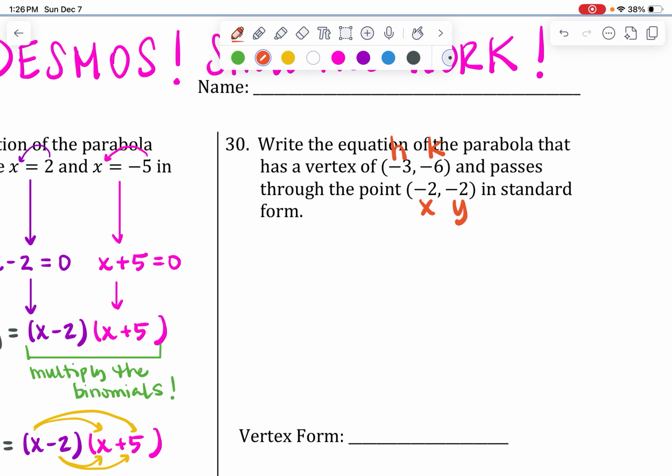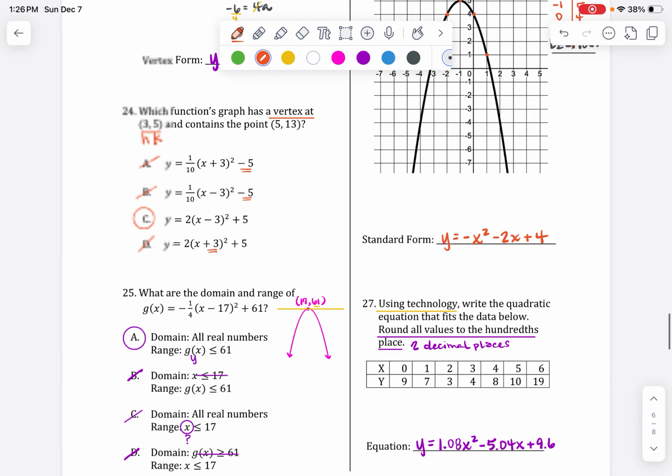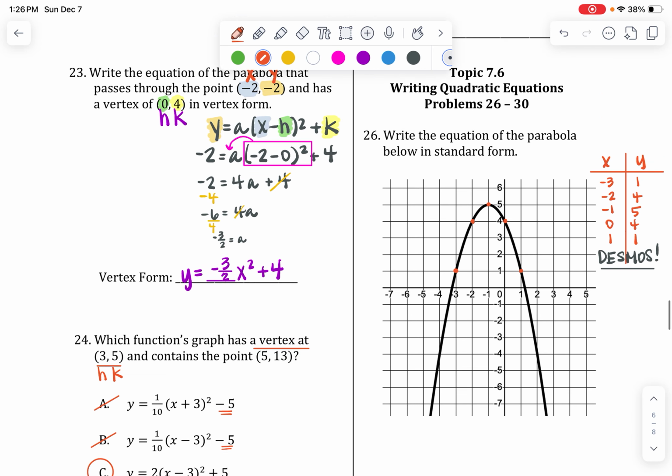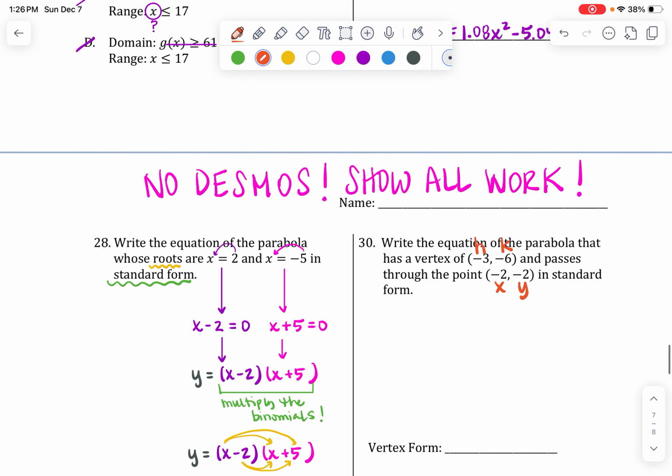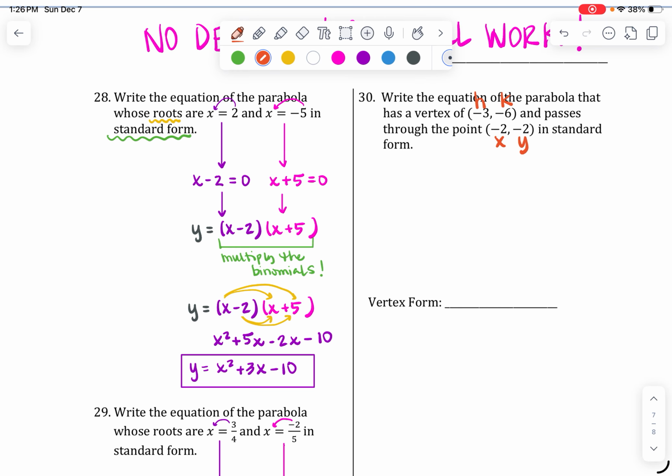Didn't we already do this one earlier? Negative 3, negative 6. Hold on, I'm going to go back. Nope, that was a different one. Okay, that's okay. All right, so here we go.